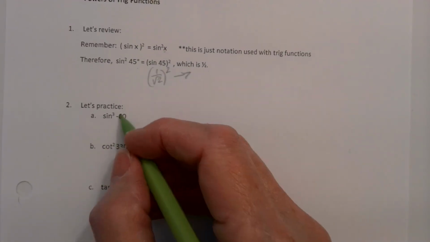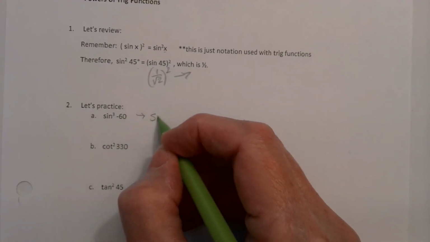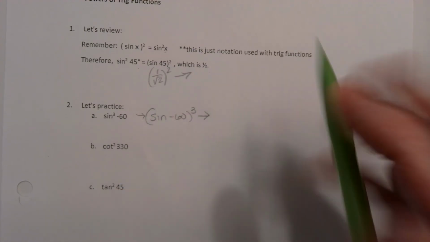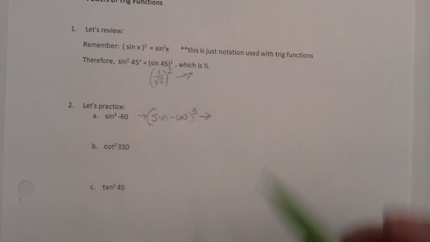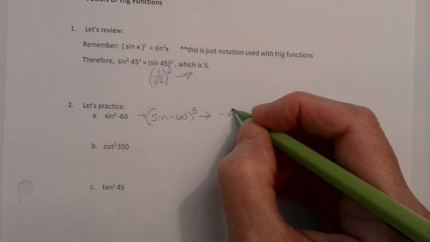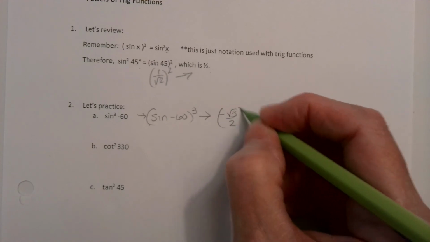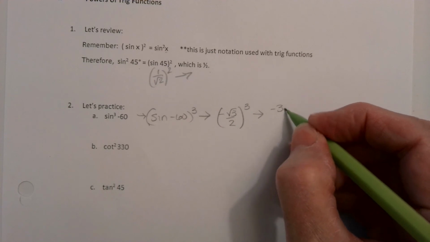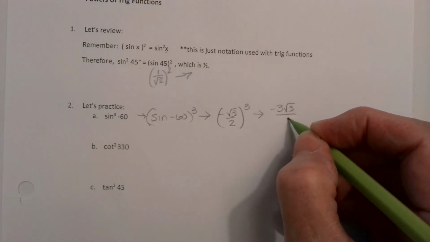So if I have this as cubed, then I want to get the sine at negative 60, and then I want to cube it. Well, the sine at negative 60 is going to be negative square root of 3 over 2, and then I'm going to cube it. So I'm going to get negative 3 times the square root of 3 over 8.